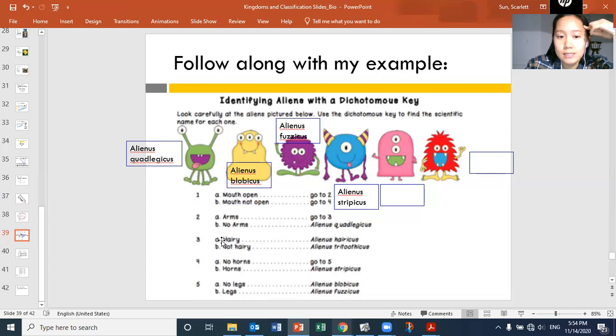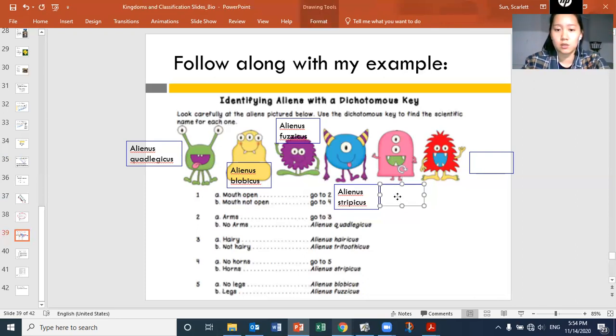So it says go to step 3. In step 3 now, is he hairy or not hairy? And it looks pretty smooth to me. So not hairy would be Alienus tritoothicus. And that also fits because there are 3 teeth.